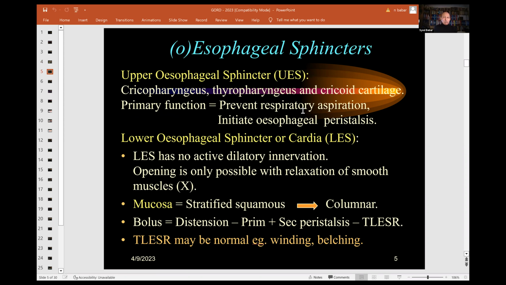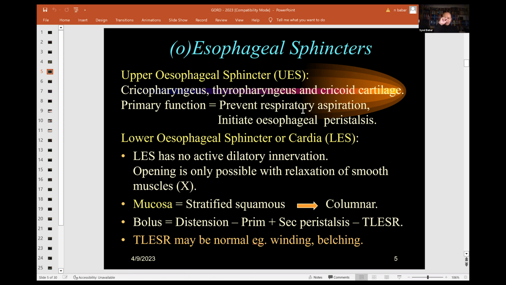So, what is the upper esophageal sphincter? Obviously, this is where there is a combination of cricopharyngeus, thyropharyngeus, and cricoid cartilage. The entire purpose of the upper esophageal sphincter is to make sure that the food travels in the downward direction towards the stomach, and that at no posture would there be respiratory aspiration, which would be disastrous.